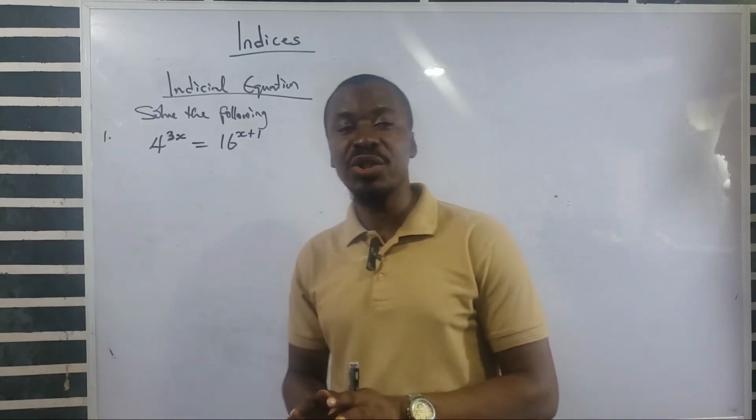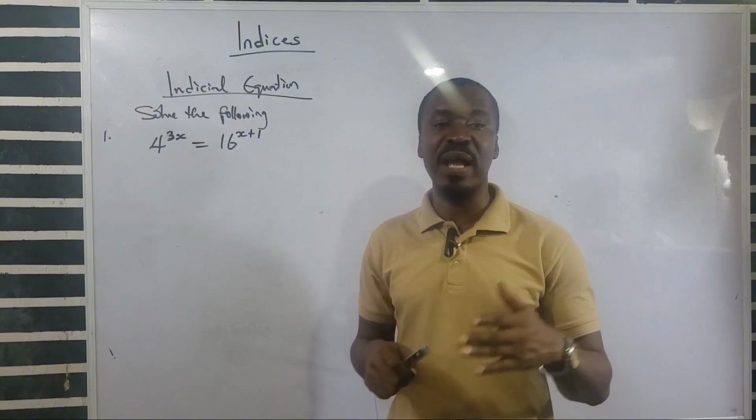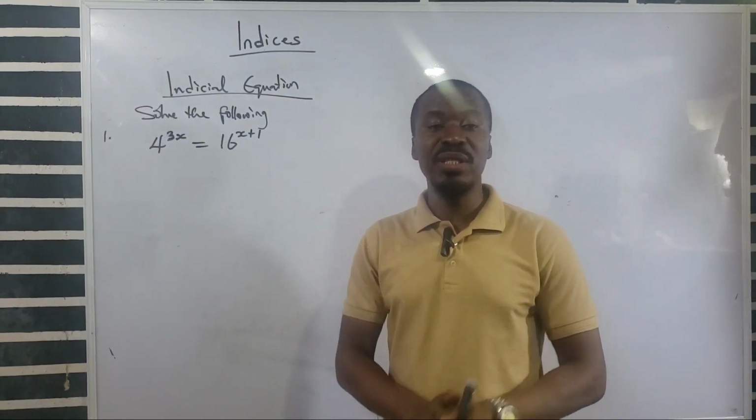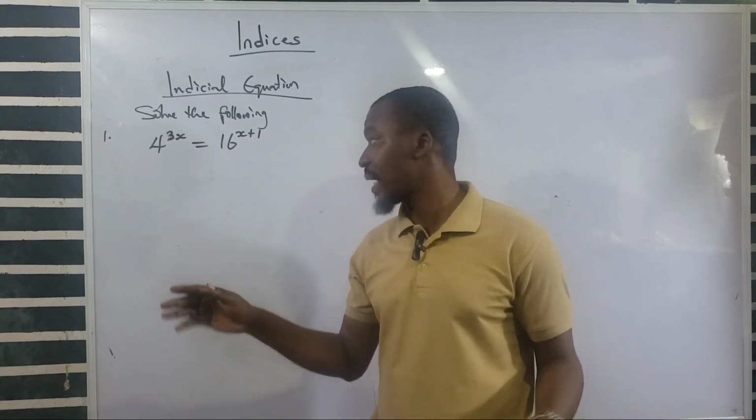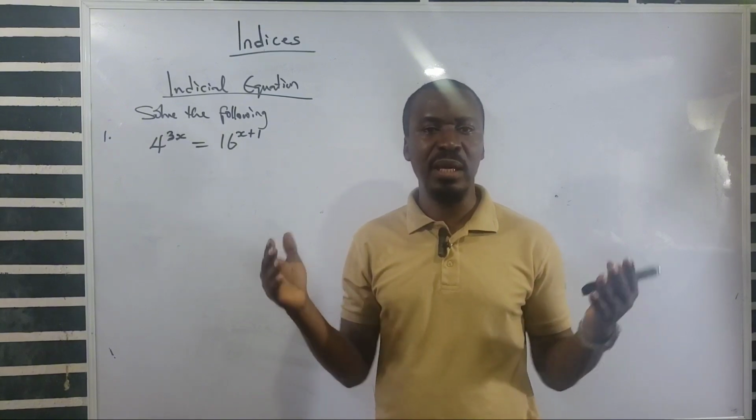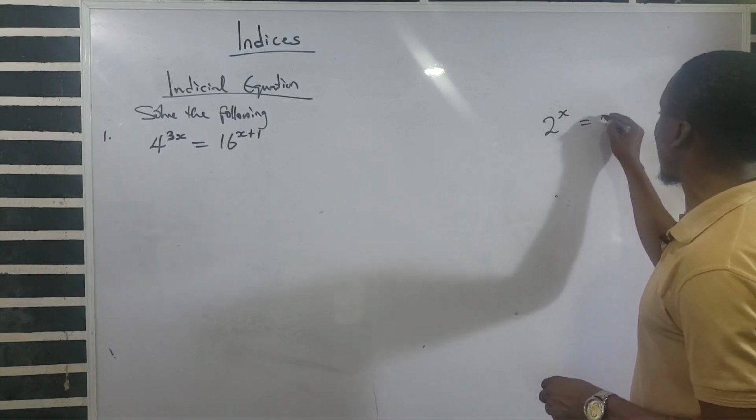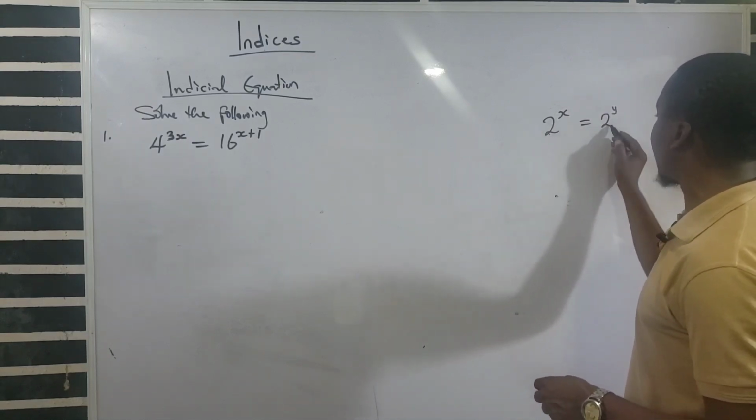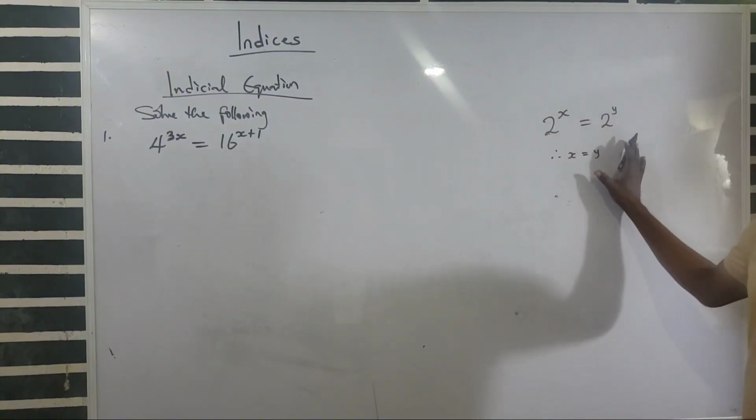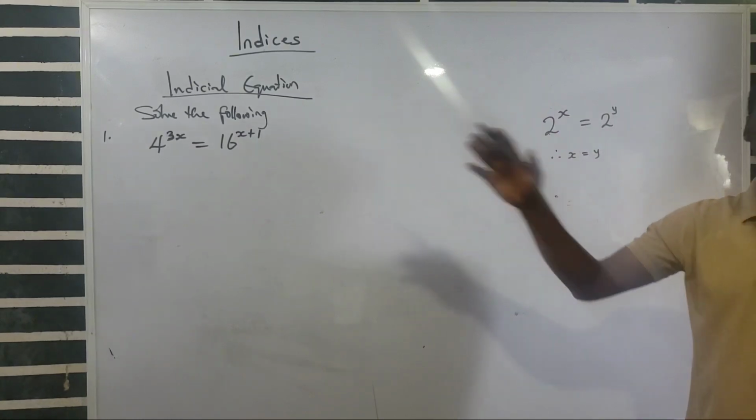Remember, in solving indices equations, all you need to do is to make sure you simplify the left hand side and simplify the right hand side. And most of the time, when you simplify the left hand side and the right hand side, you have the same base. And when you have the same base, you equate the index. That's what we do. What I mean is that if I have 2 raised to power x equals 2 raised to power y, since the bases are the same, it simply means that x is equal to y. So this is what we actually do, or what we are going to be doing in equations.